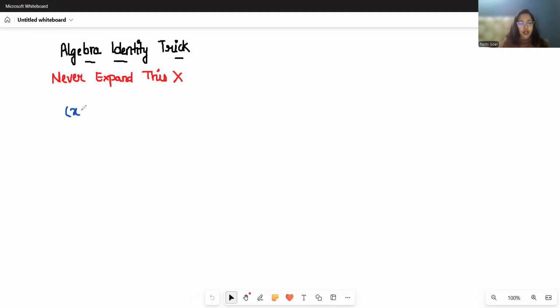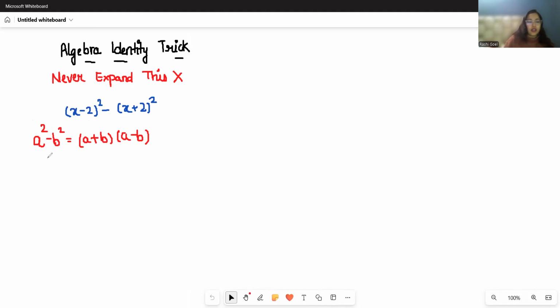Sometimes the question is given like this: x minus 2 whole square minus x plus 2 whole square is what? What people do is solve it like a minus b whole square, then subtract, then the a plus b whole square identity, then solve it. But no. Always remember, when there is a subtraction sign and squares, use the identity a square minus b square, which is a plus b times a minus b. This takes the question less than 10 seconds when you apply this.